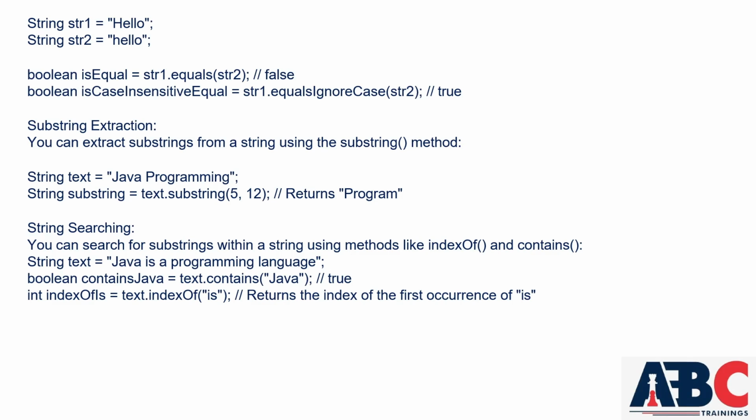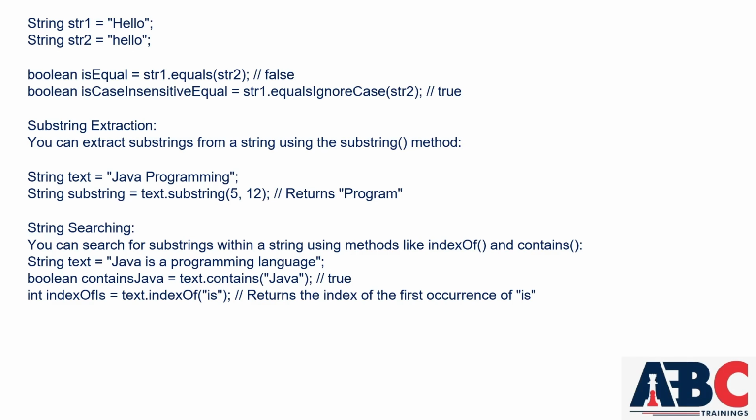Substring extraction. You can extract a substring from a string using the substring method. Next, the string text is Java programming. To return the word programming, substring means we pass 5, 12. The 5th place is P and the 12th place is M. So programming will be returned.